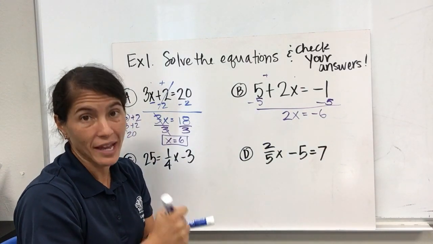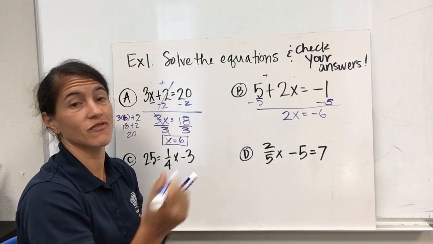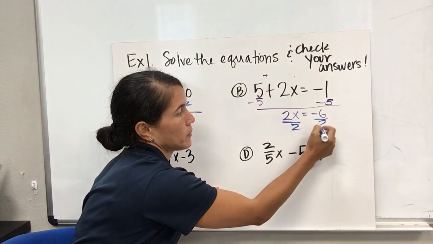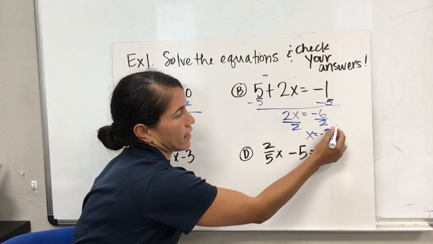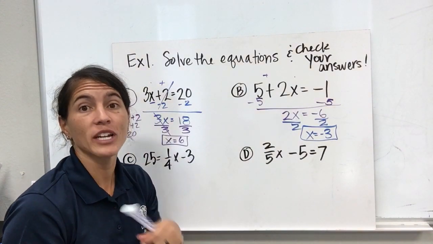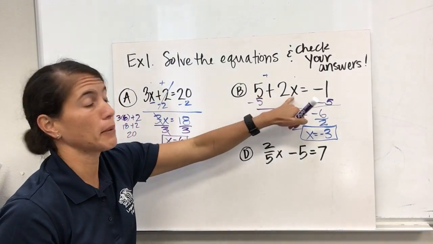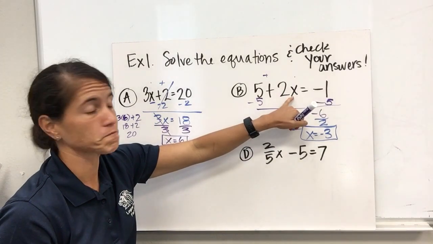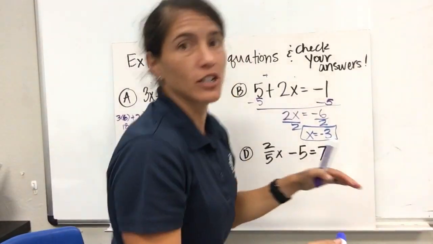I have 2x, which is 2 times x. So I'm going to divide both sides by 2. And x equals -3. That is my solution. And then I want to check by plugging it back in. So I'm going to plug it back in right here. So I'm going to show you over here.